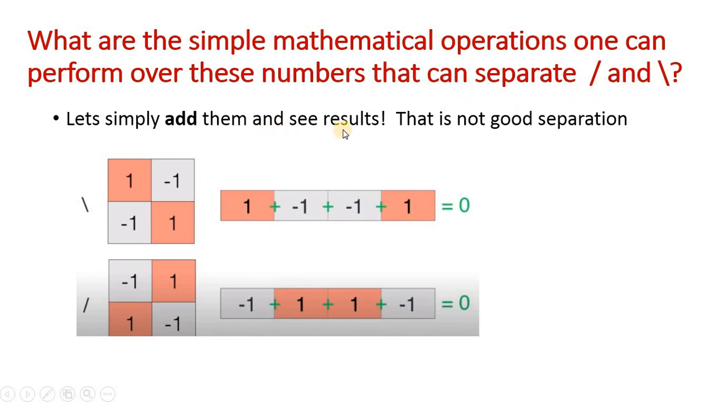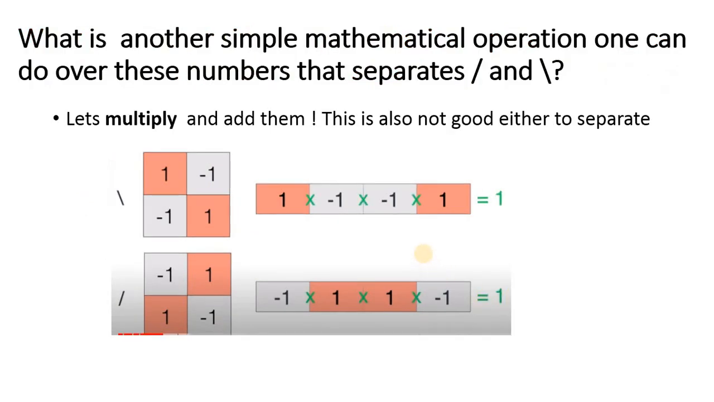Let us simply add them and see the results. That is not a good separation. You can see that when you add 1, -1, -1, 1, which you take from left to right like this, it becomes 0. Same is the case below too. That means you are not able to separate these 2 keys.